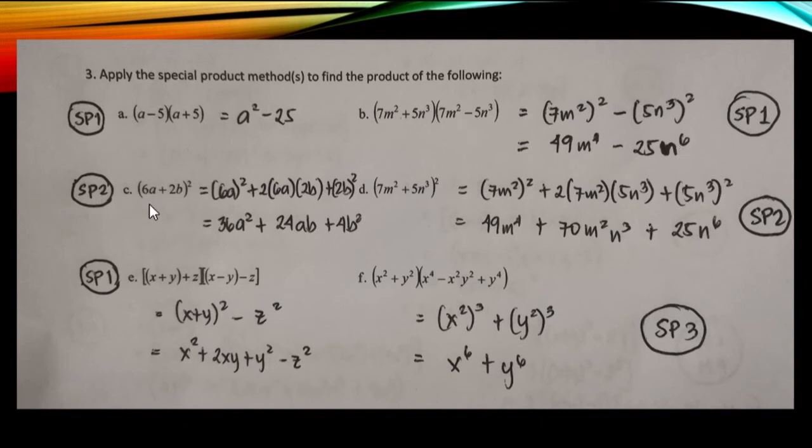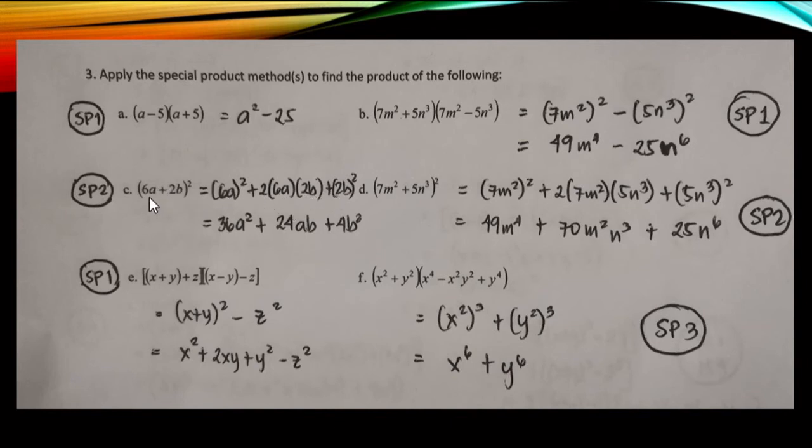Next, 6a plus 2b quantity squared. So, we use here the special product 2. The square of a binomial is a perfect square trinomial. So, the square of a binomial results in a perfect square trinomial.